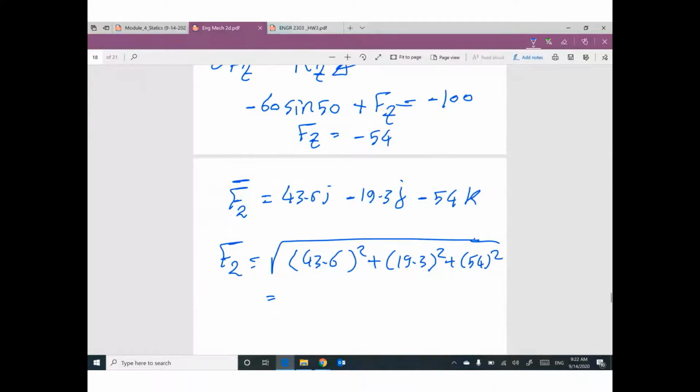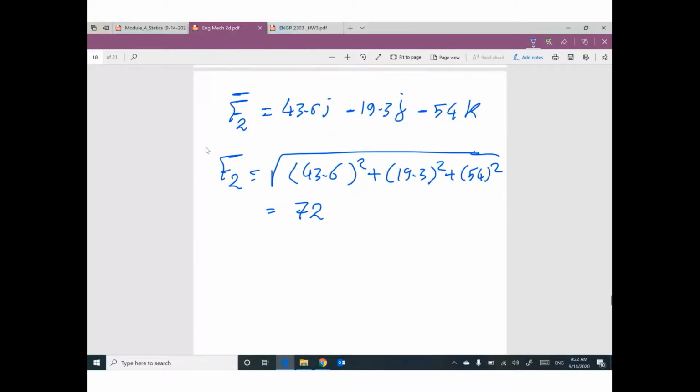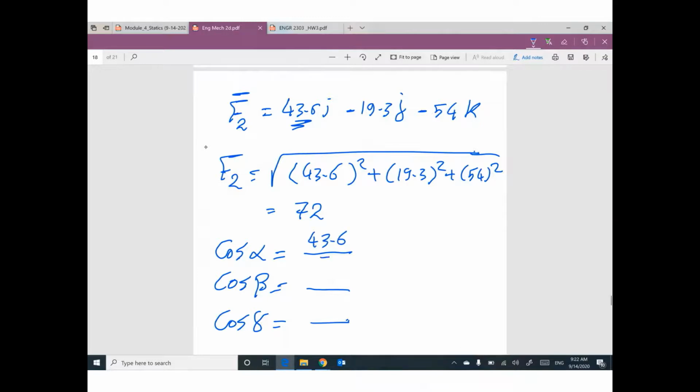Square root of all of this stuff equals 72. If you are looking for what is the cosine alpha, what is the cosine beta, what is the cosine gamma for this force, it equals the X component 43.6 divided by 72, the Y component negative 19.3 divided by 72, and the Z component negative 54 divided by 72.